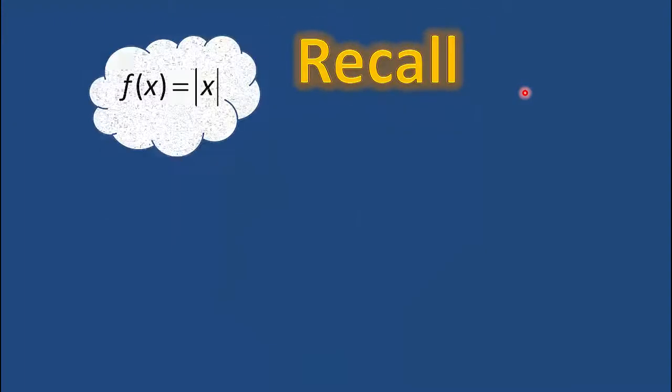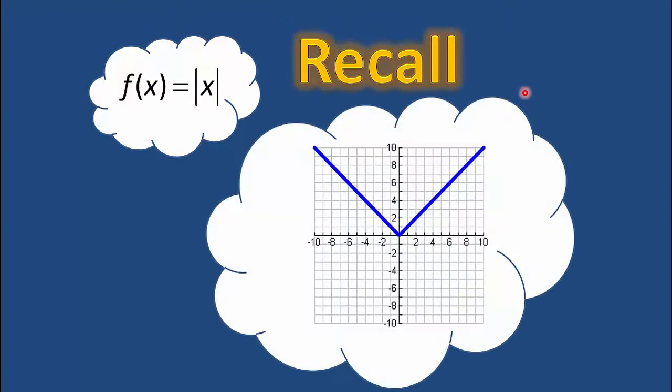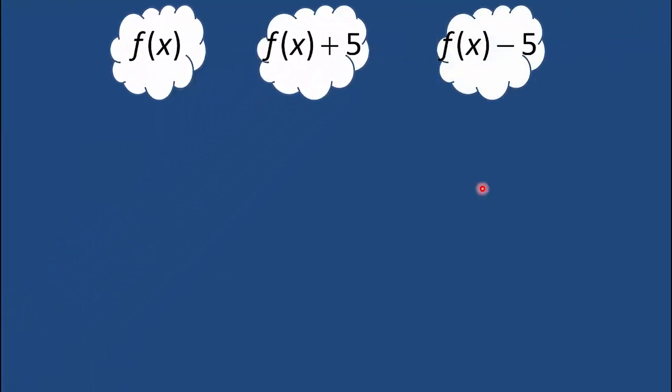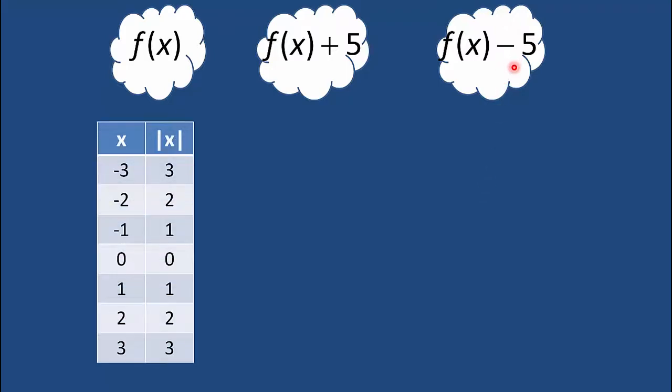Now, I want to think back to this parent function, f of x equals the absolute value of x. And remember, that function looks like this. It's just a V. And what we want to determine is, what happens if we add a 5, or just add some number to the function? In other words, like absolute value of x plus 5, or subtract the number from it. So let's look at this.